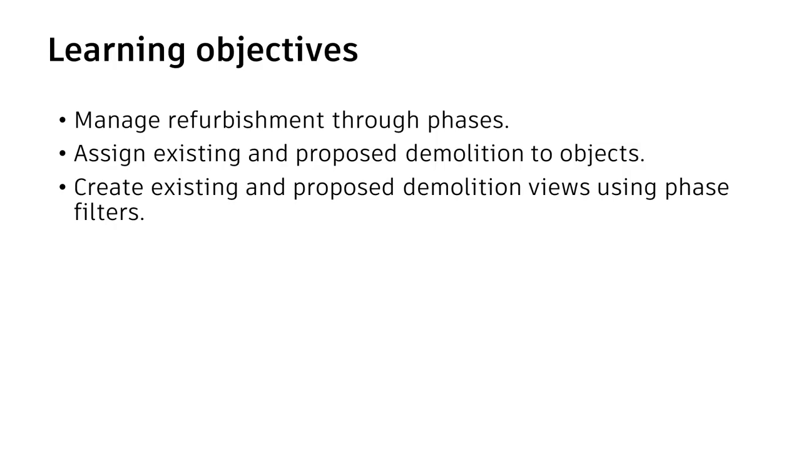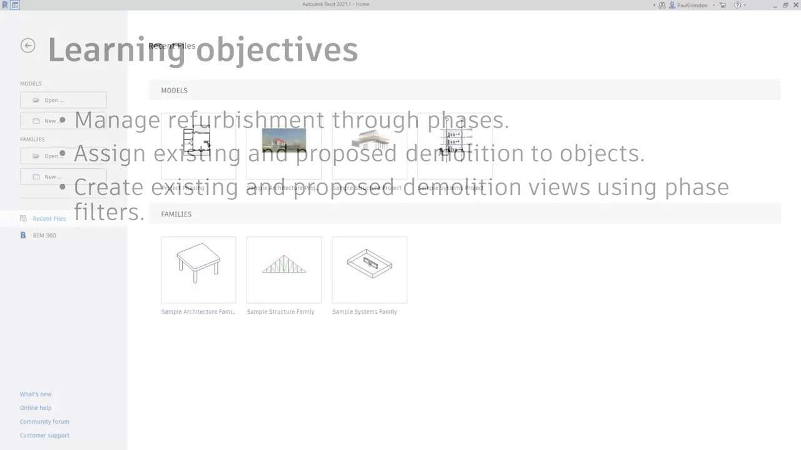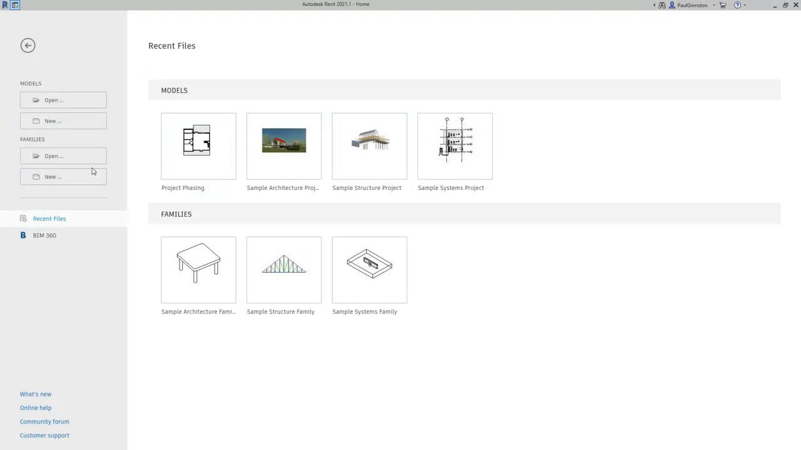In this video, we will see how to manage refurbishment projects through the use of phases. We'll show how to assign existing, proposed and demolition status to objects, and also see how to create existing, proposed and demolition views using phase filters. Let's start by opening the file Project Phasing.